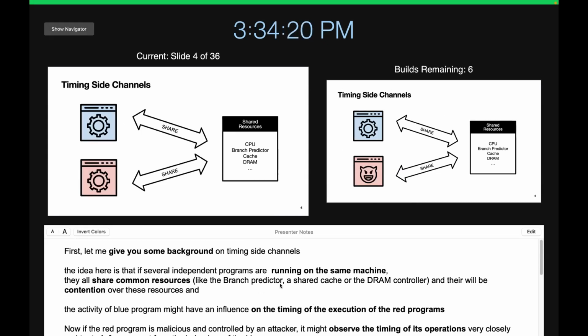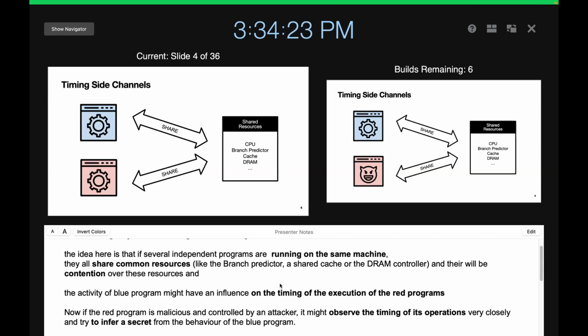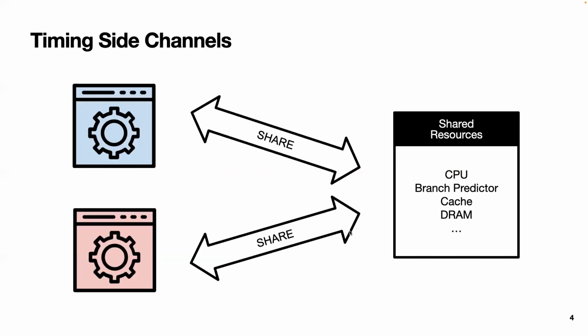Timing side channels. So the idea here is that if you have several orthogonal independent programs running on the same machine, they will end up sharing a lot of common resources. Think about things like a branch predictor, shared cache, or the DRAM controller. So yeah, you will have contention over these shared resources. And so if there is contention over these resources, the activity of the blue program up there might have an influence on the timing of the red program.